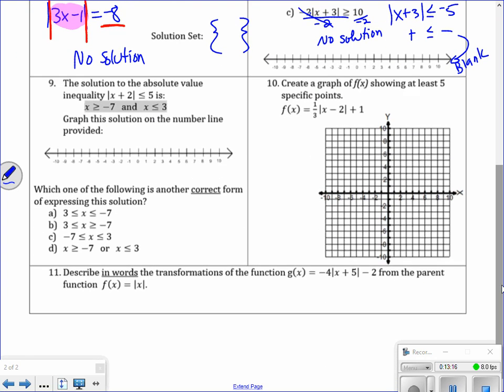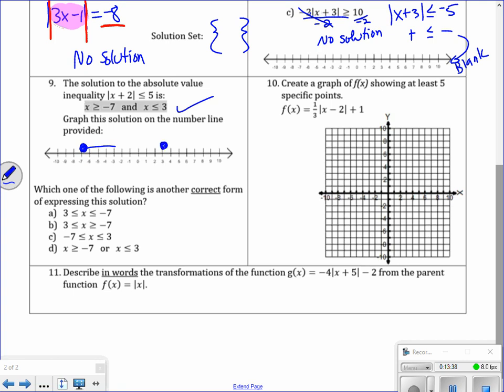All right, number 9. The solution to this inequality is these two things. So greater than or equal to negative 7 and less than or equal to 3. So if you solve that to the side, you will get that answer. So I want you to just graph that. So greater than or equal to negative 7, so that goes to the right. Don't go too far because less than or equal to 3.